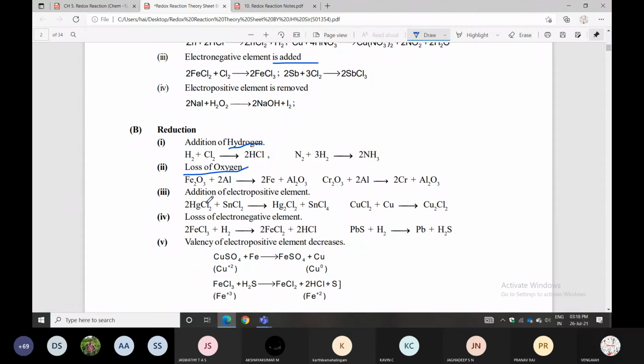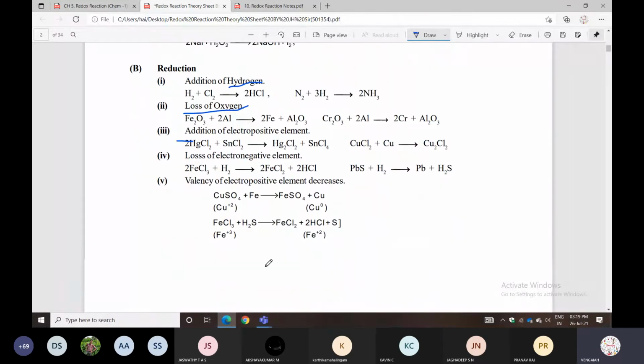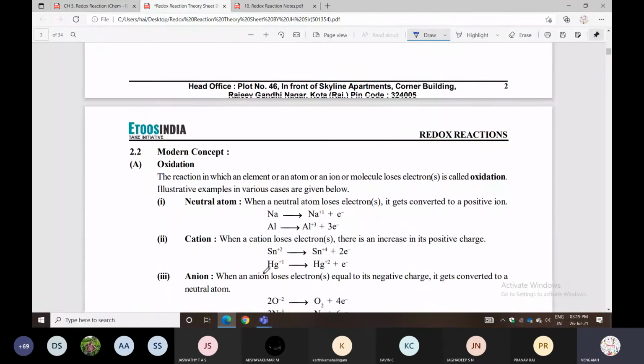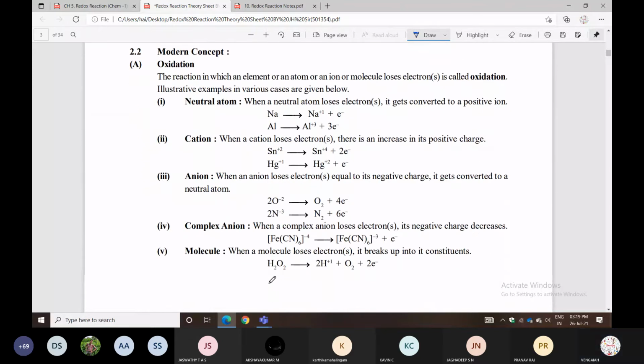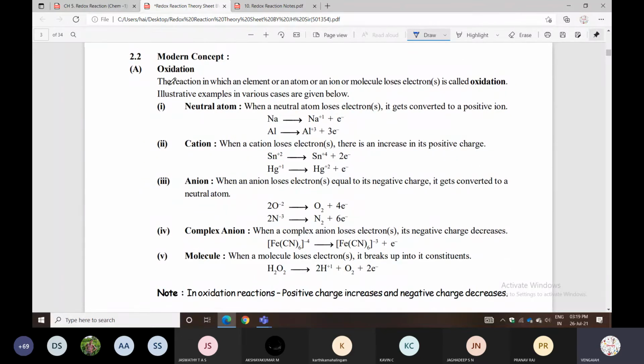Electropositive element is added, reduction. Electropositive element is removed, or electronegative element is removed, is the opposite. So the valency of an electropositive element decreases. These are all examples you can take. Now we have definitions, the modern concept.